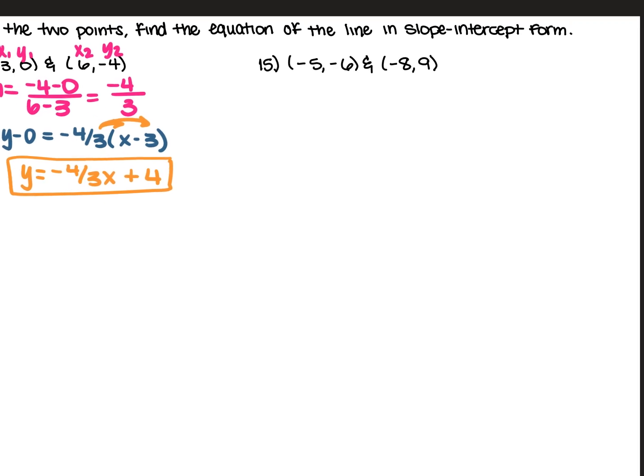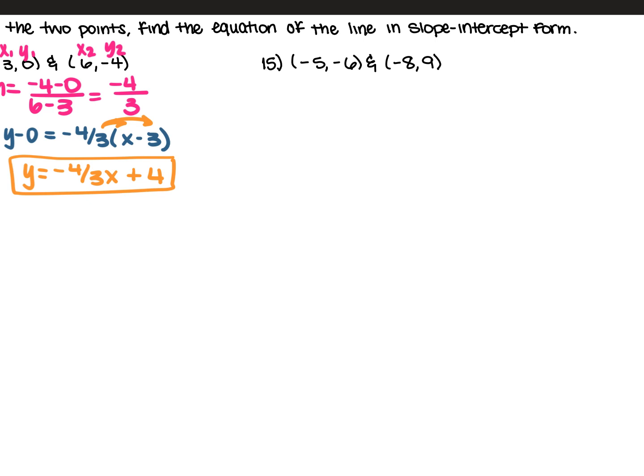For number 15, you're given the ordered pairs -5, -6, and -8, 9. I'm going to label the -5, -6 as x1, y1, and the negative 8, 9 will be our x2 and our y2. So first step is to find your slope. So we're going to do 9 minus negative 6 over negative 8 minus negative 5. Double negatives turn to positives, and that's going to give you 15 over negative 3. Your 15 over negative 3 does simplify to give you negative 5, so your slope is negative 5.